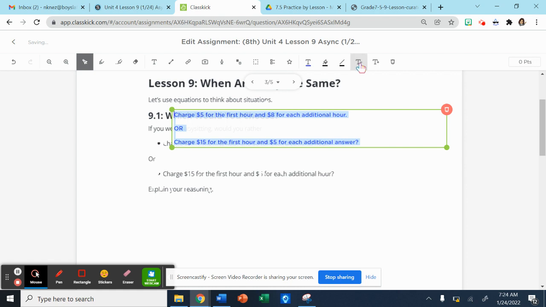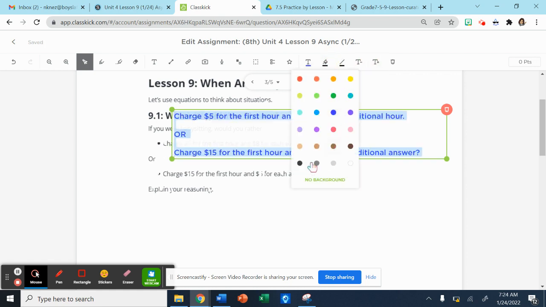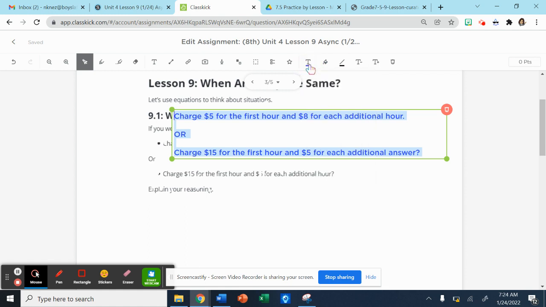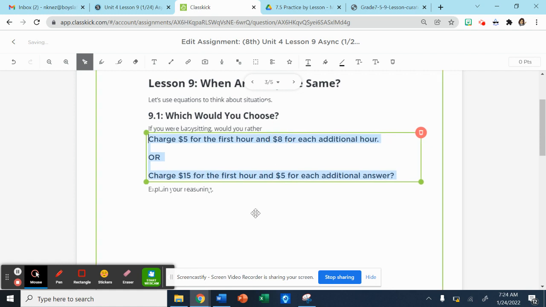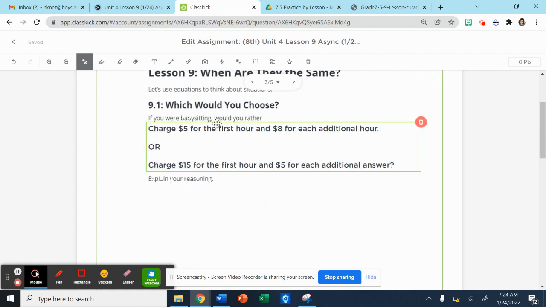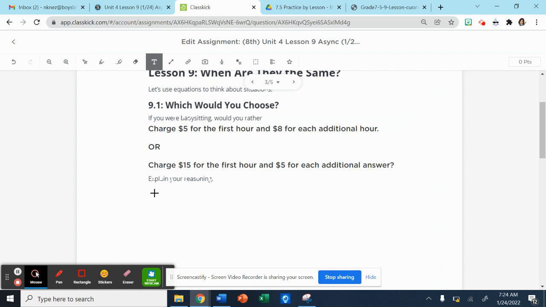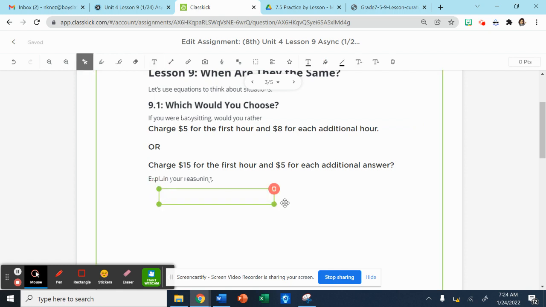Okay, so there's a few different ways you could think about this. And one way is to consider the equation that could be used to represent these two situations. For example, we know that you're charging $5 for the first hour, which means that your y-intercept, where you're starting, is going to be $5. For each additional hour after that $5, you're charging $8. And so you're multiplying each additional hour by 8. And that's the first situation.